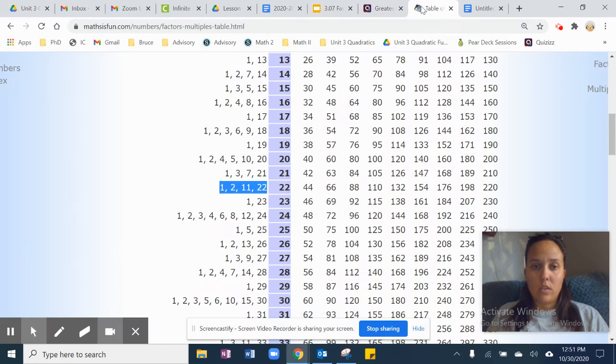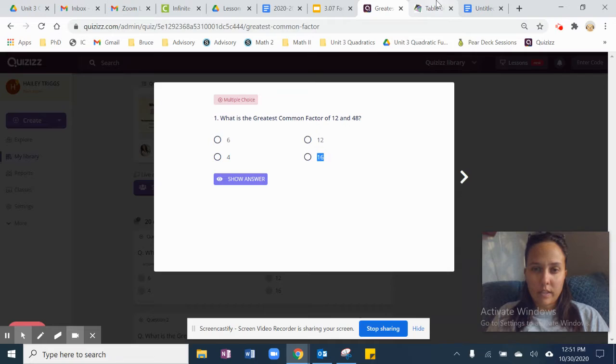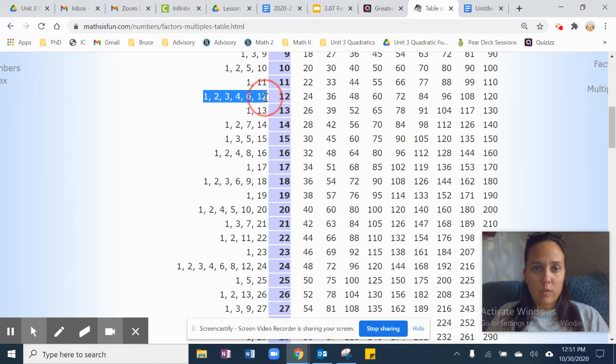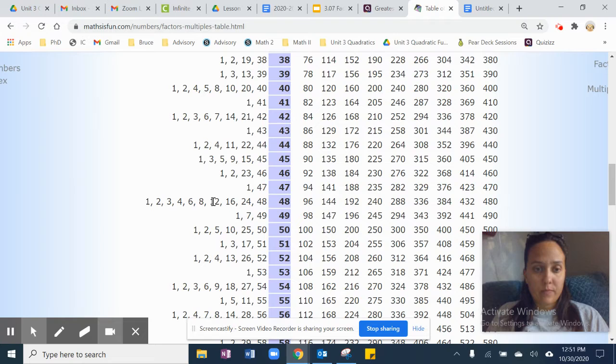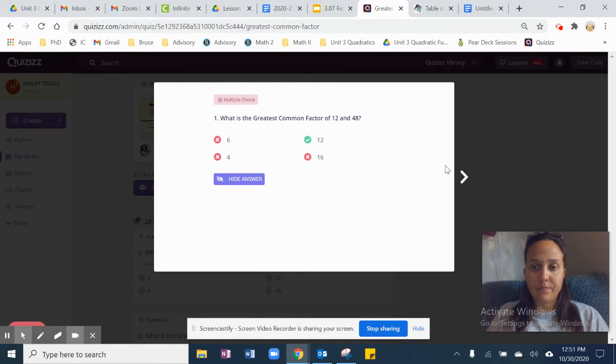factor table. So 12 and 48. The largest number that goes into 12 is 12, and then it's 6. So let's see if 48 has either of those numbers. Well, it has 12. Therefore, 12 is the greatest common factor.